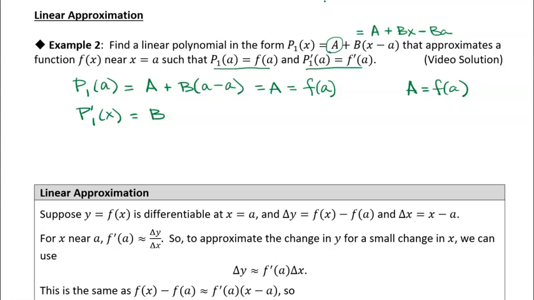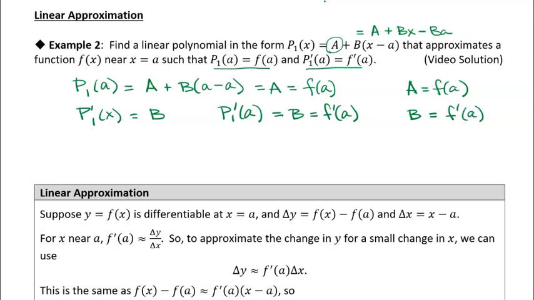The derivative of this linear function, since it's linear, you would expect it to be a constant. It's just the slope of the line, so the slope of the line is b. Now I want p1 prime at a, which is b no matter what x is, because it's just a constant. I want that to match the derivative at a. Let me write that up to the side. So now we found the value of b: b is f prime at a.